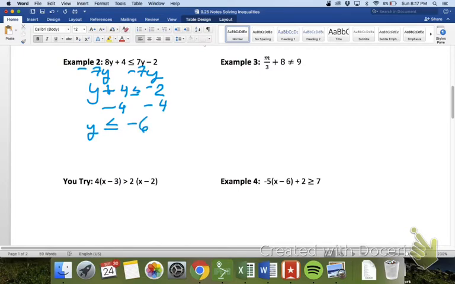So now I have my solution and I want to write it in set notation and on a number line. So in set notation I'm writing y is real, y is less than or equal to negative 6.